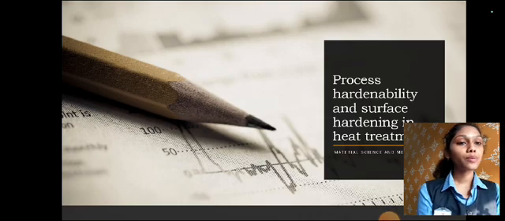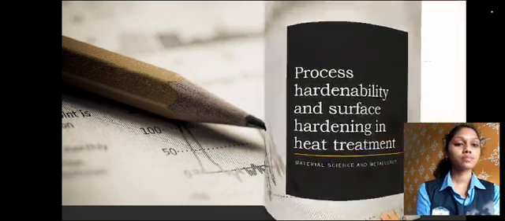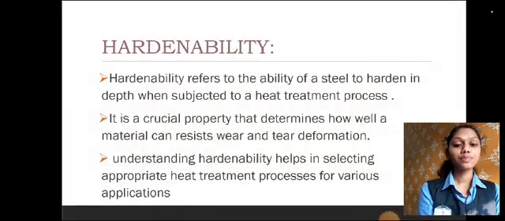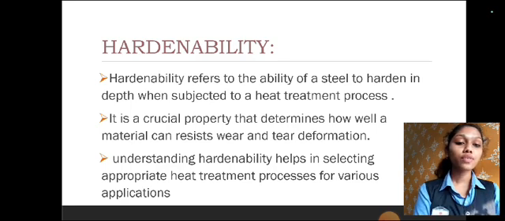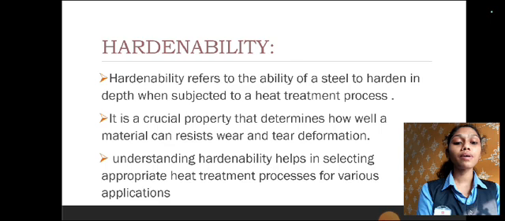Today, my topic is about hardenability and surface hardening in the heat treatment process. Hardenability is the composition-dependent property of a steel that describes its ability to harden by martensite formation, and is related to parameters such as austenitizing temperature, cooling rates after austenitizing, and part size and geometry.